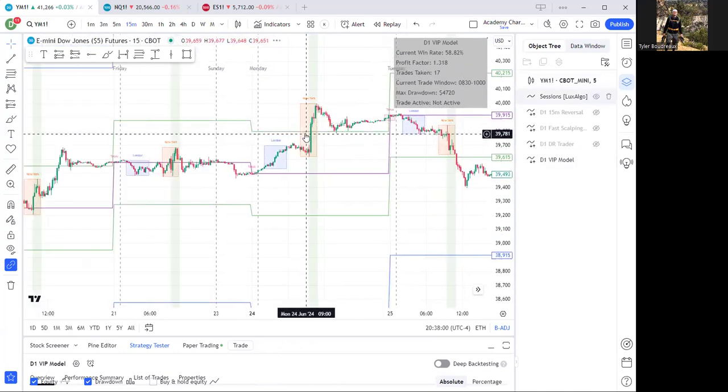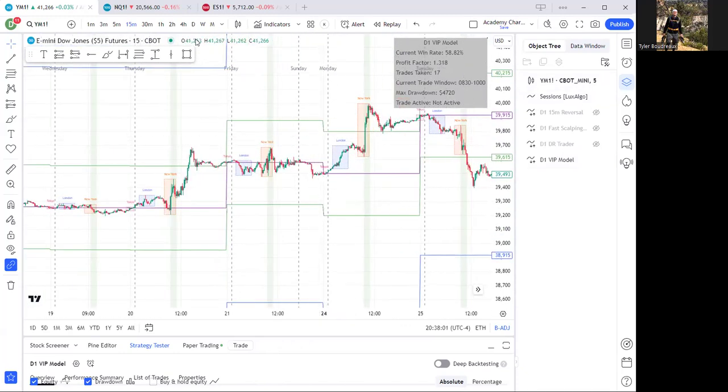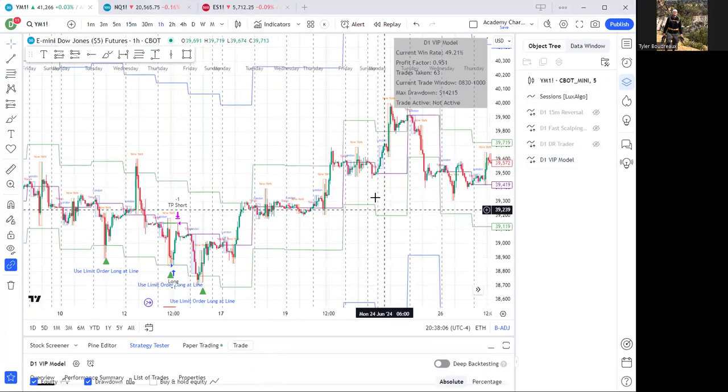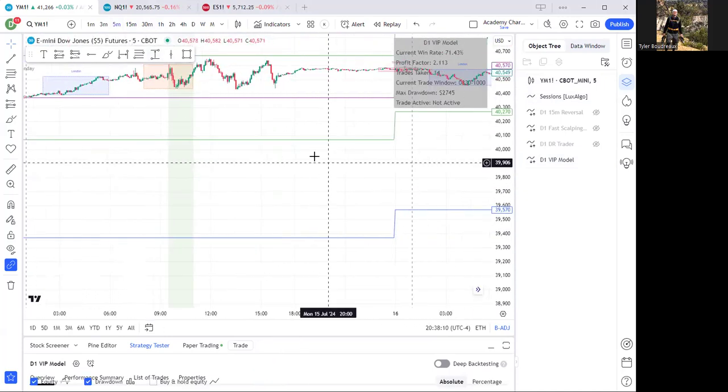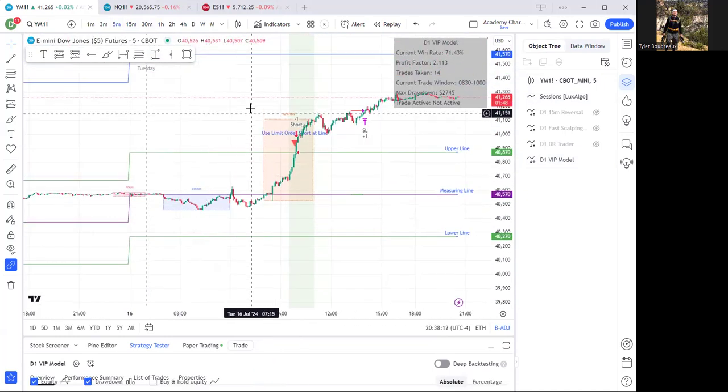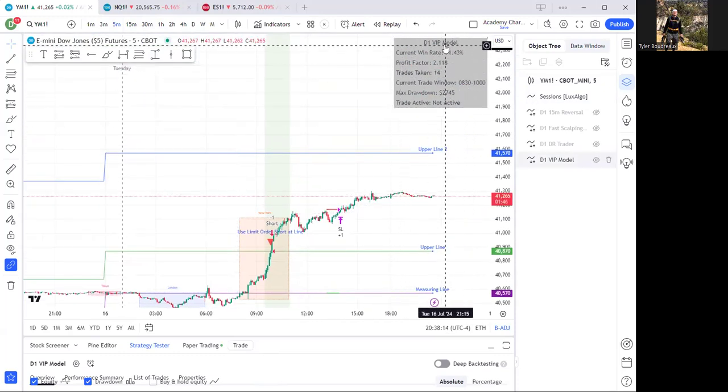What we've built now is essentially that. It will back test for you. I want you to see here. If we're on the 5 minute and there's only so much data available, you can see the dashboard here. It tells you which model we're trading, the D1 VIP model. Over the last 14 trades, we have a 71% win rate with a 2.1 profit factor.